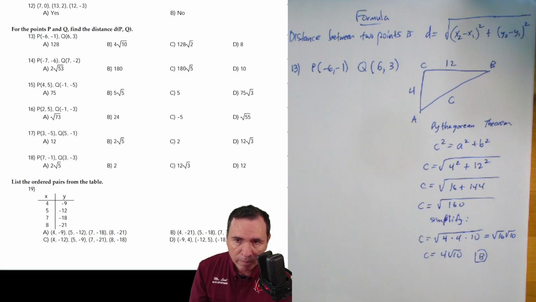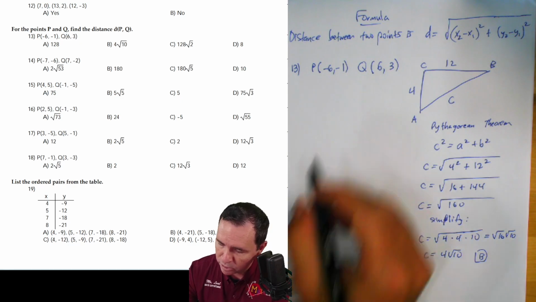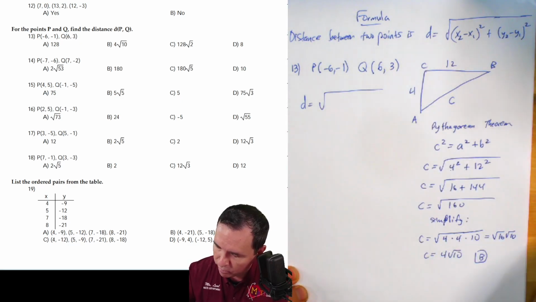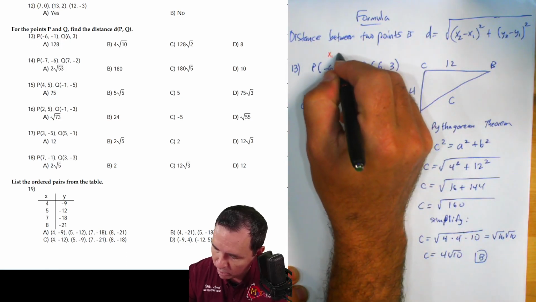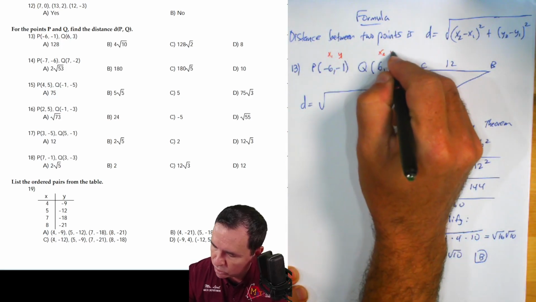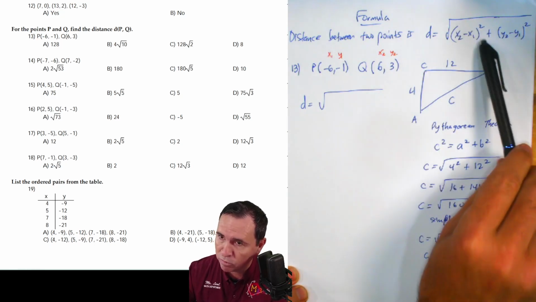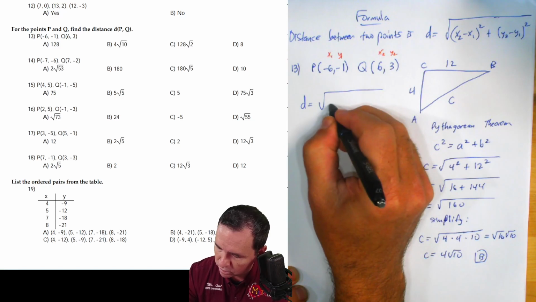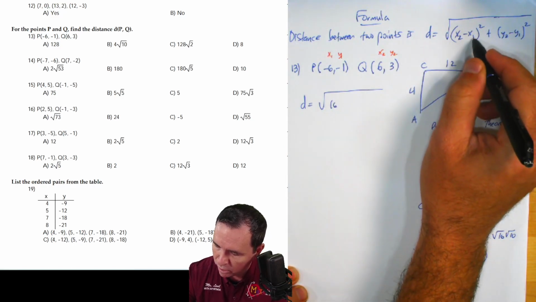Okay? Now, what if we didn't have GeoGebra? How would we do this problem? Well, the way you're supposed to do this problem is you're supposed to label these x1, y1, x2, y2, and then use this formula over here. You say, okay, x2, that's a 6. Then x1, that's a negative 6.